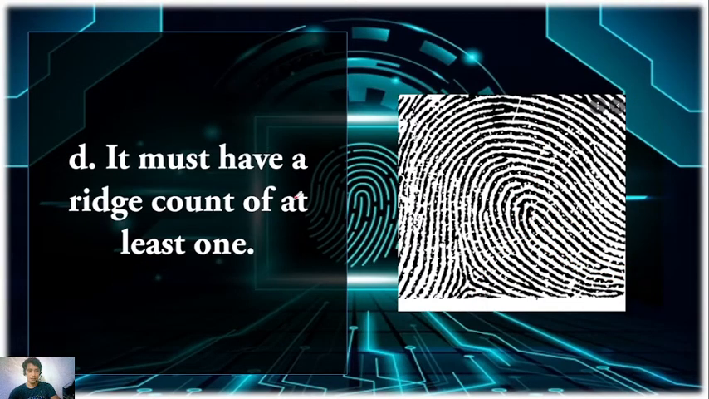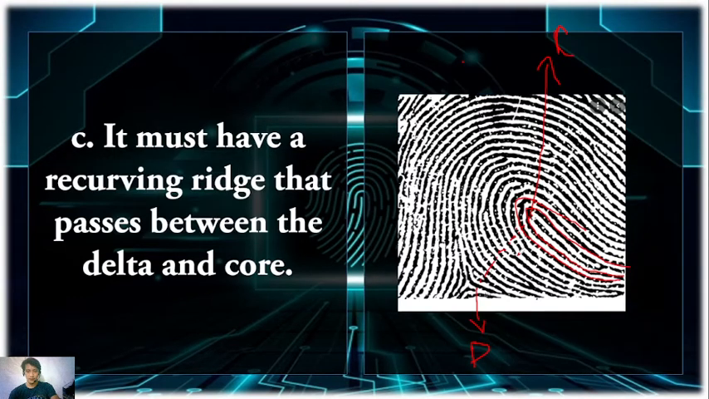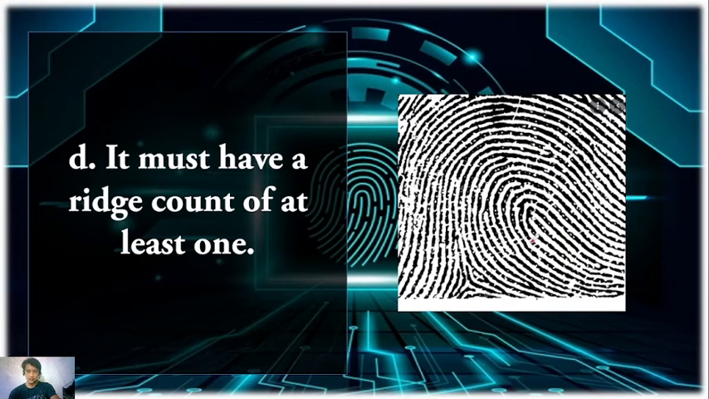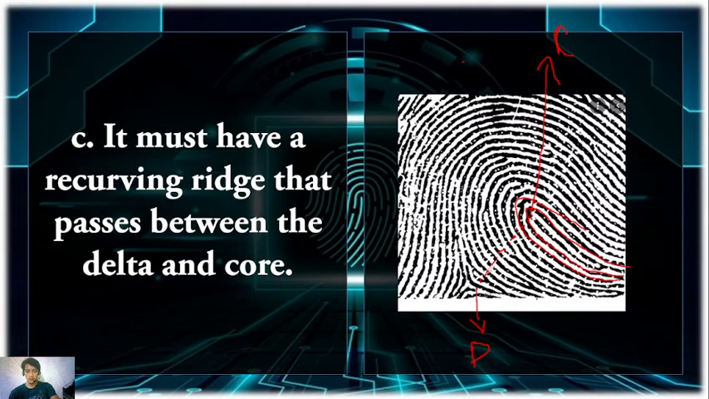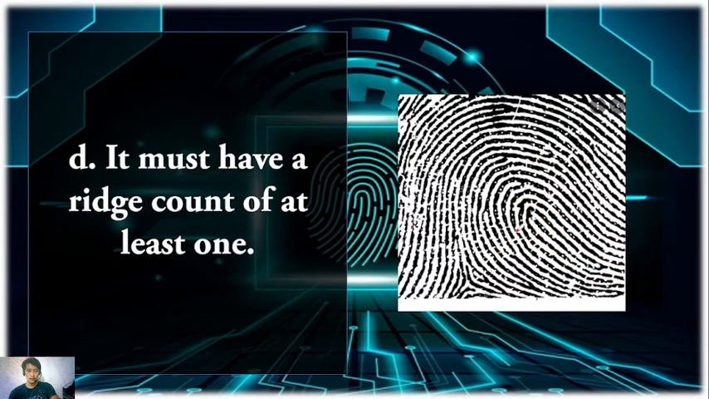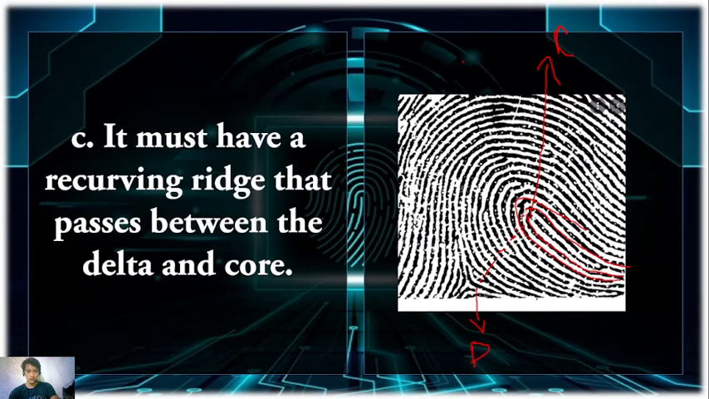Moving on, in letter D, it says that it must have a ridge count of at least one. So we have the same illustration. For the ridge count, we counted earlier how many ridges there were. We also have rulings on how to do the ridge count, and I'll be showing you the technicalities later on.